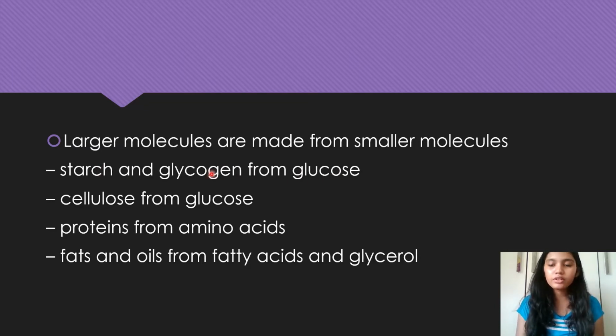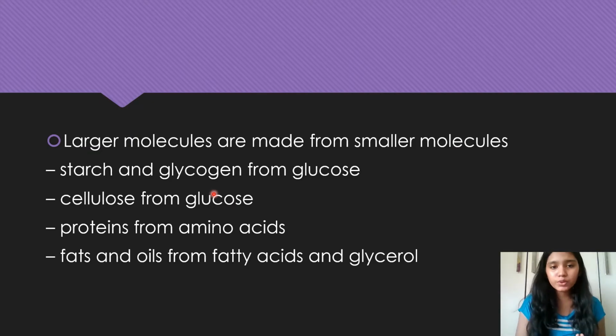Glycogen is another converted form of glucose that is used as storage in humans, in animal cells. It's stored in the liver. So you will learn about this a little later, but you need to know starch and glycogen are made from glucose. Cellulose is also made from glucose. As we discovered in chapter 2, cellulose makes up the plant cell wall. So never forget that. Cellulose is directly related to two things, making cell walls and made from glucose.